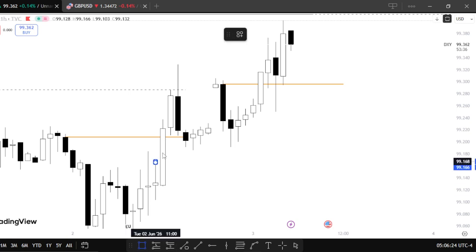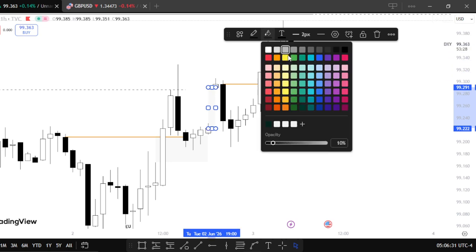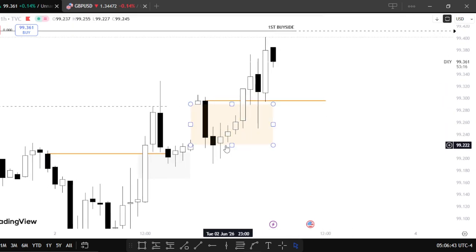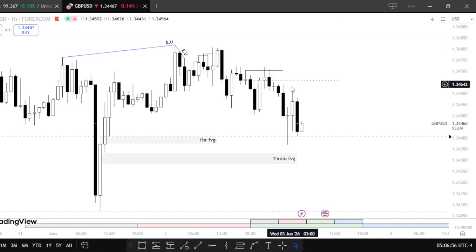So here we have a gap, and we opened with a gap here. We rebalanced the gap, we closed above the gap, and here you can take a trade. Okay, you can just take a trade here, put your stop here and target that. This at 1 a.m. to 2 a.m. This is where you can take a trade at 2 a.m.